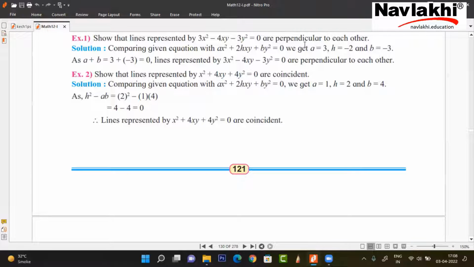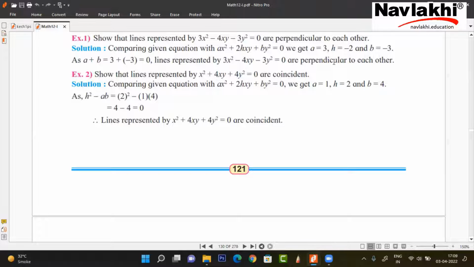The formula for tan theta is mod 2 root h square minus ab upon a plus b. If theta is 90 degrees, tan 90 is infinity, so the denominator is 0. If I add up a plus b, 3 minus 3 is obviously 0, hence they are perpendicular.